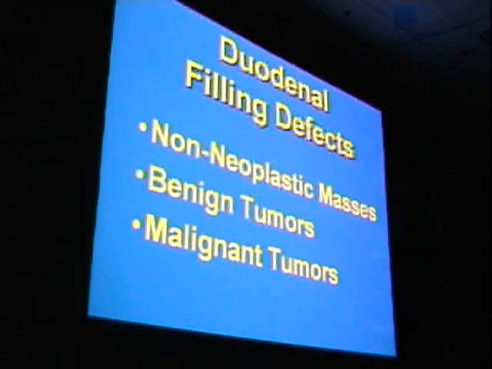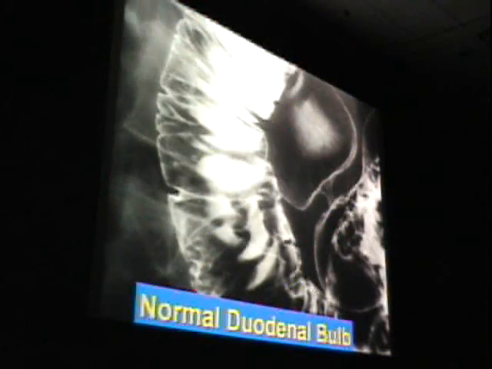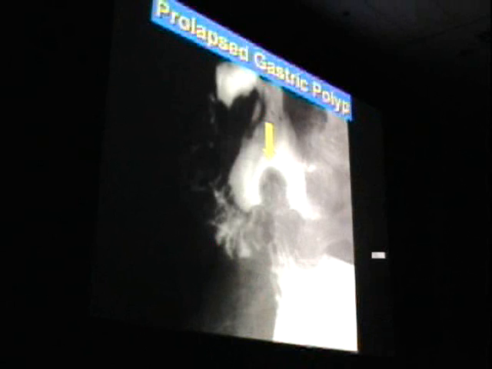We can have filling defects that are neoplastic, benign tumors as well as malignant tumors. The non-neoplastic ones are basically the prolapsed antral mucosa, the flexural pseudotumor, heterotopic gastric mucosa, and Brunner's gland hyperplasia, which are the big group. Lymphoid nodular hyperplasia also tends to look very similar to heterotopic gastric mucosa, with tiny little nodules. Here we know the duodenal bulb shouldn't have any abnormalities at all. It should have a very, very smooth appearance. Here's the prolapsed gastric polyp at the base of the bulb, a simple diagnosis to make fluoroscopically. Here we have the flexural pseudotumor, where the inner aspect of the duodenal bulb shows the transition of the bulb.